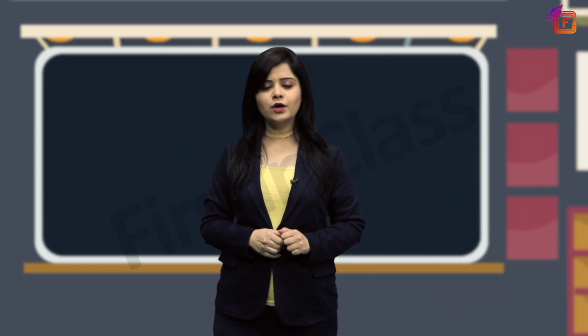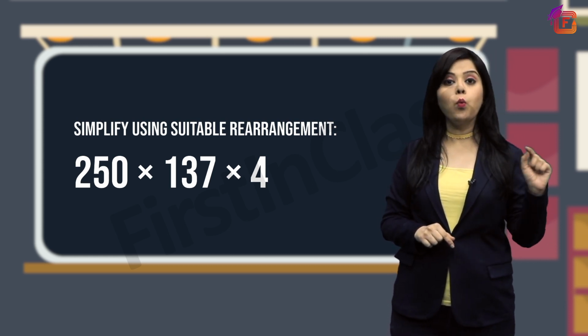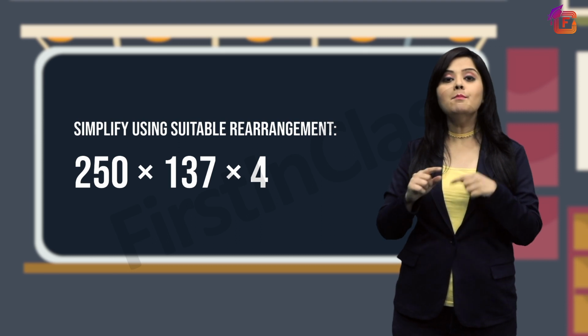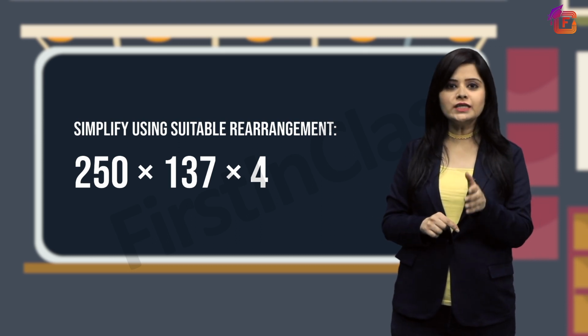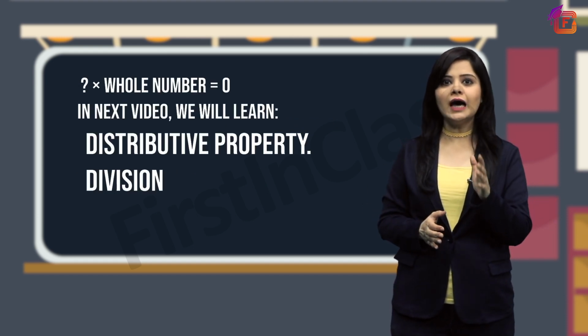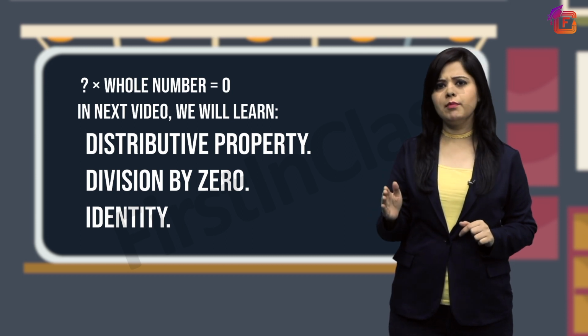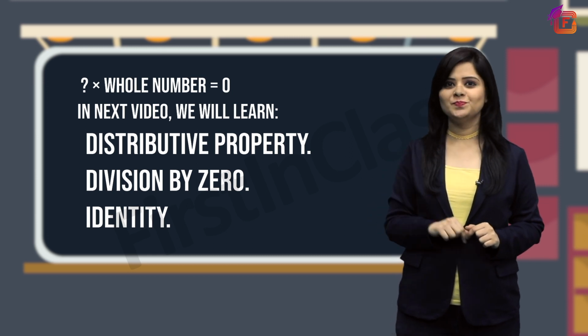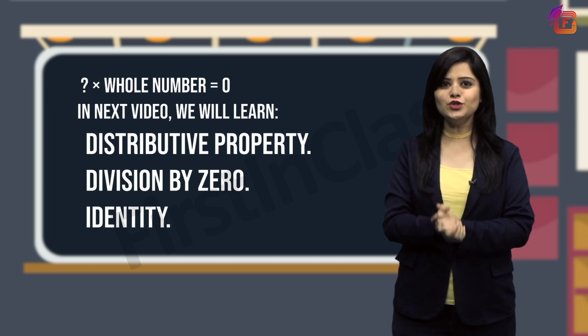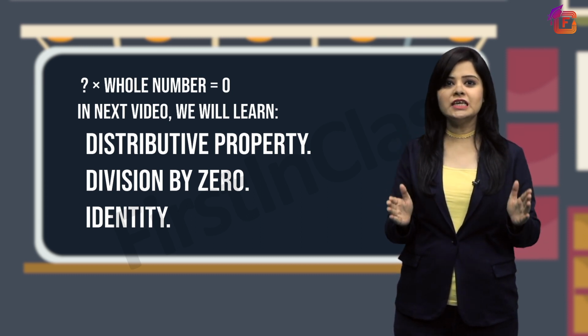Now, let us try a question to understand how well we have understood the topic. Now, can you simplify 250 multiplied by 137 multiplied by 4 using suitable rearrangement? So, learners, can you now think of a magic number which when multiplied by any of the whole number results in 0? So, stay tuned for our next video to explore this question and learn about the distributive property, division by 0 and identity.